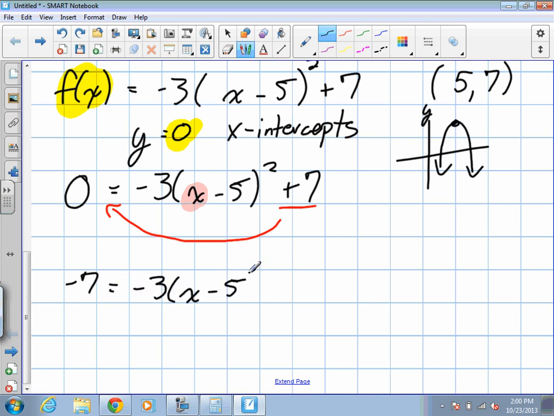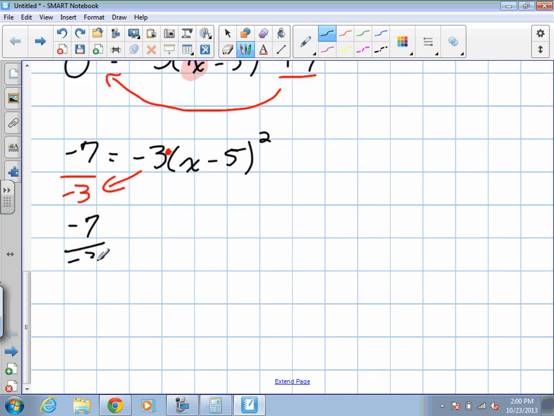What would be the next thing I want to move? Yeah, that's right. And this 3, what operation is it on the right side? It's multiplication. It says negative 3, but it actually means negative 3 times. Remember our distributive property? So in order to move it, I'll have to divide. Technically we would divide both sides, but the idea is that we'll have to divide by negative 3. So we get negative 7 over negative 3 is equal to x minus 5 squared.